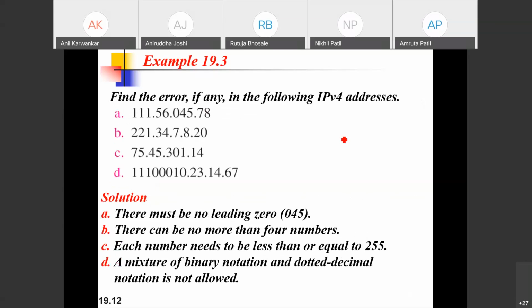Find the error, if any, in the following IP version 4 addresses. The first address is 111.56.045.78. There must not be a leading zero. A leading zero is never allowed in a dotted decimal representation.